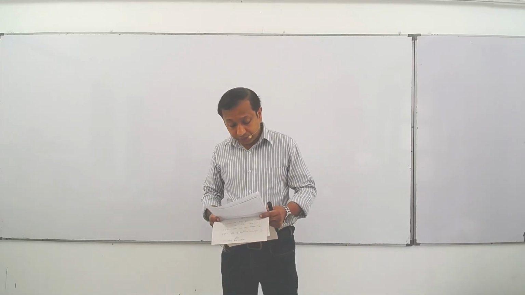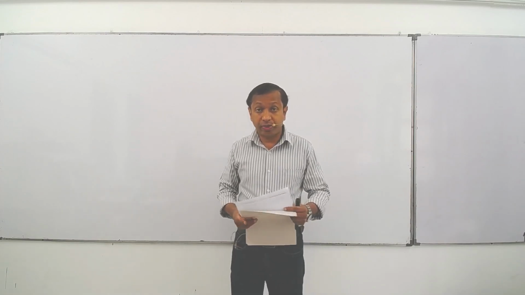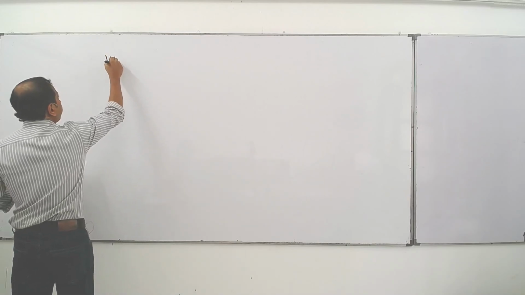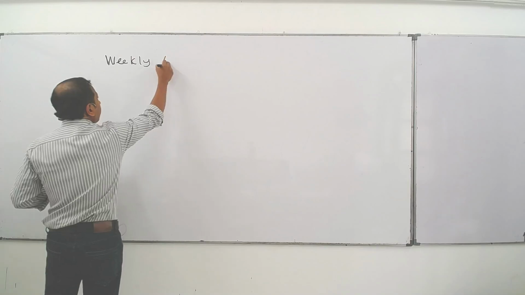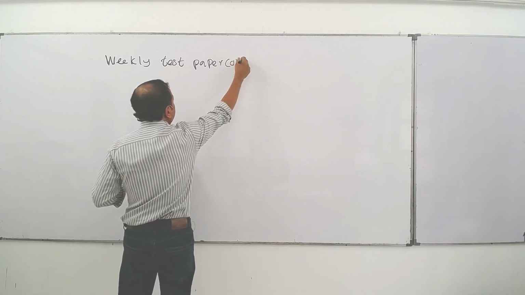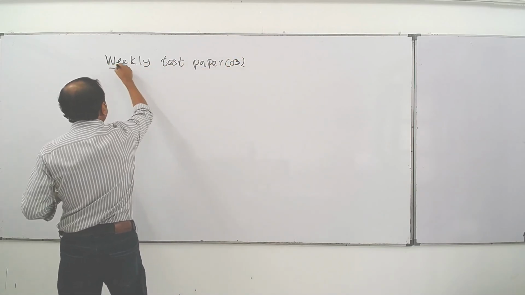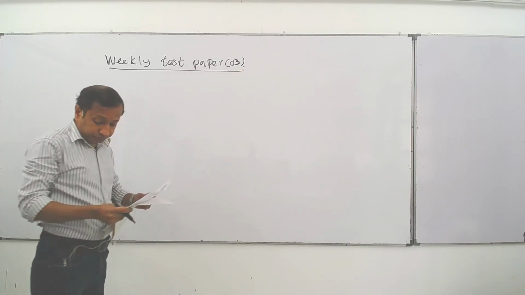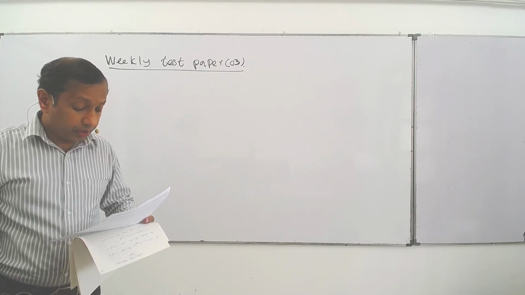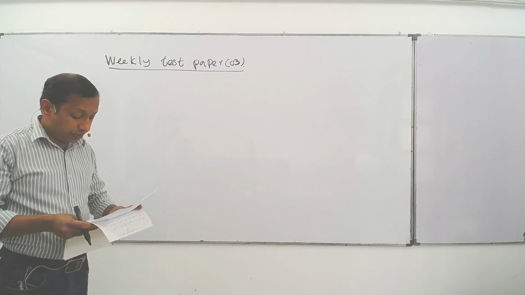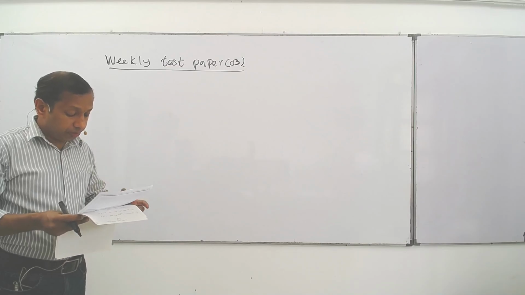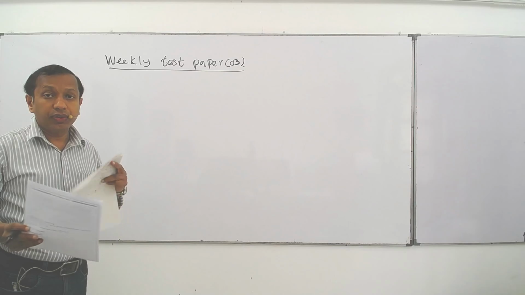Okay, today we start the weekly test paper 3. The first question: given a not equal to 0, the roots of the equation ax squared plus bx plus c equals 0 are alpha and beta. Prove that alpha plus beta is minus b over a and alpha beta is c over a.